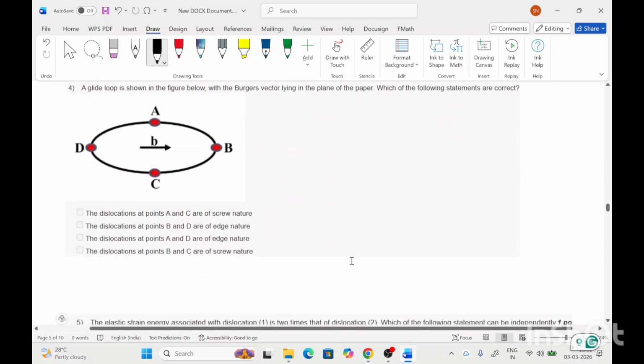So the next question is that a glide loop is shown in the figure below with the Burgers vector lying in the plane of paper. Which of the following statements are correct? So the line vector is along this. You have to tell at which point the line vector will be parallel, or at which point the line vector will be perpendicular to the Burgers vector.